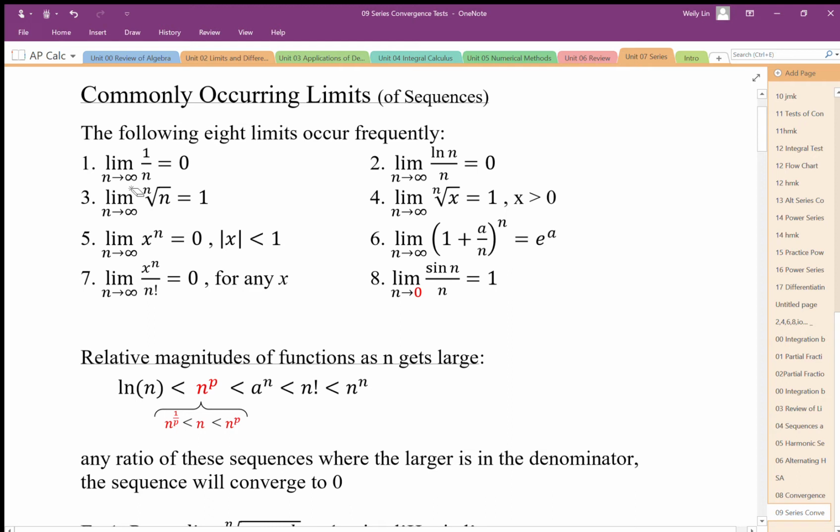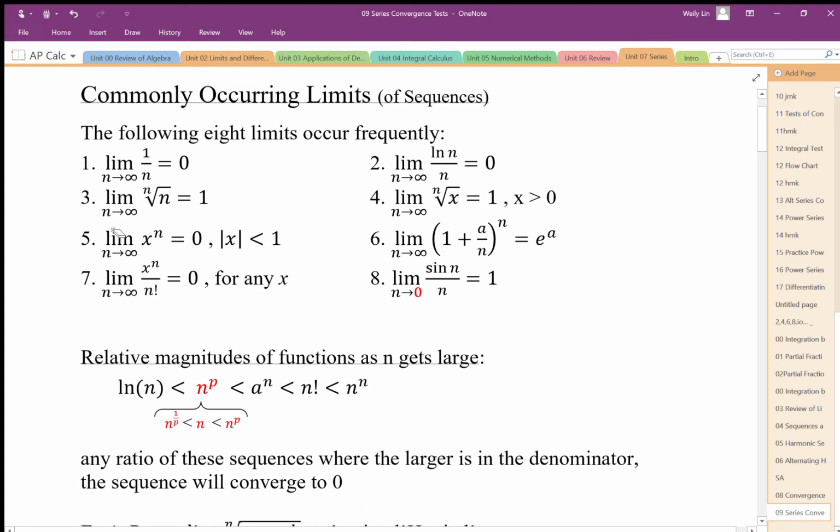This one here we may or may not have gone over, but this is one that we should get to know. So the nth root of n is going to be equal to 1. For this one here, if we take the nth root of any number, as long as x is greater than 0, if we just keep on rooting, eventually that number will tend towards 1.